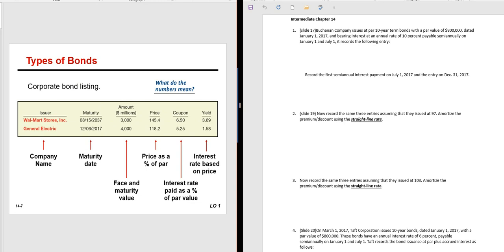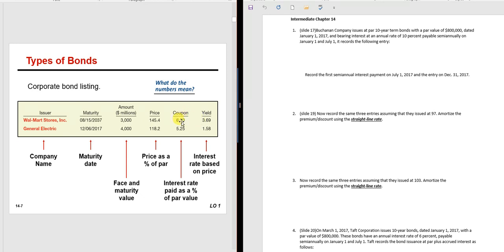All right, so basically this is what a corporate bond listing looks like. Notice that you have in millions, so there's $3 billion worth of bonds. The price is 145, so you're probably selling at a premium. So both of these are selling at a premium, so it's a price as a percent of par, so 145% of par. The coupon is 6.5, so that makes sense that they're selling at a premium because the coupon is paying a lot more than the yield.